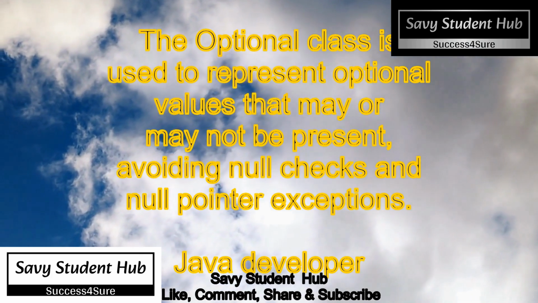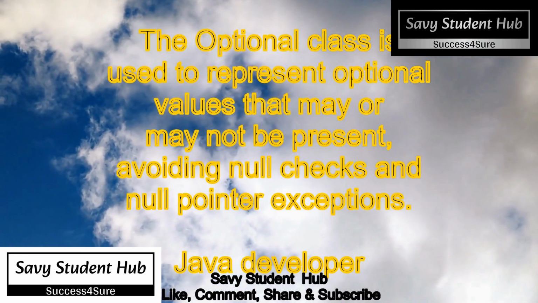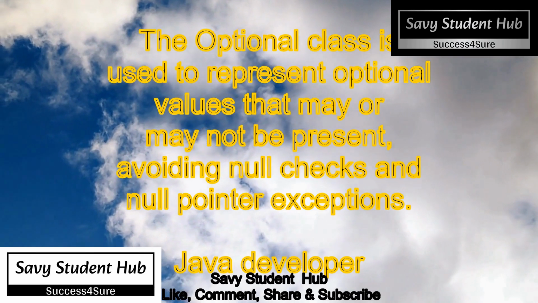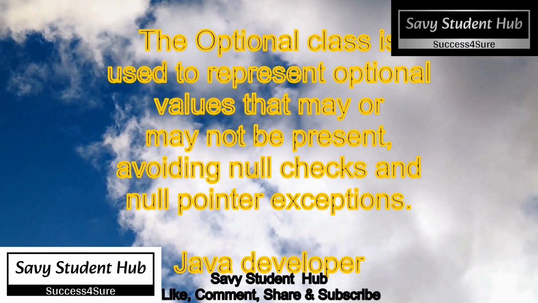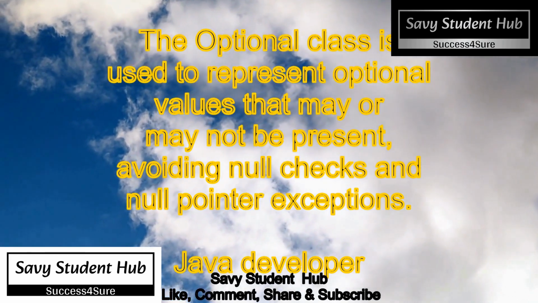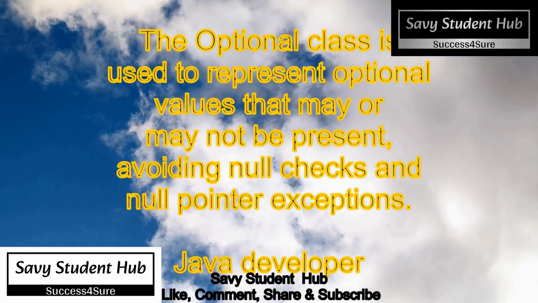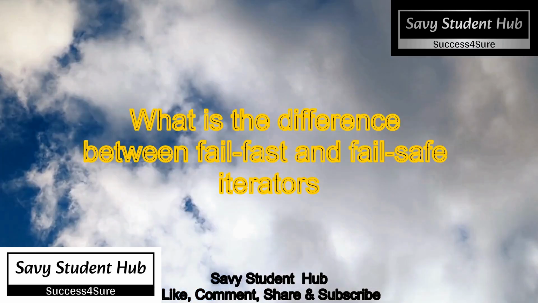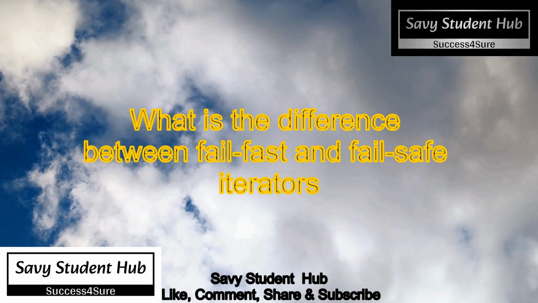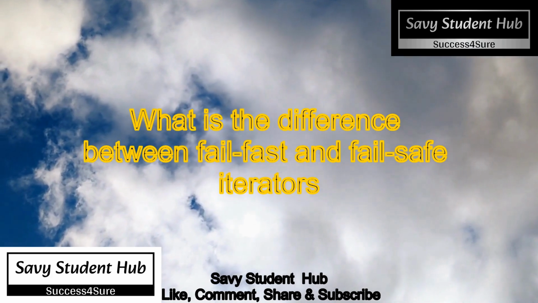The Optional class is used to represent optional values that may or may not be present, avoiding null checks and null pointer exceptions. What is the difference between fail-fast and fail-safe iterators?